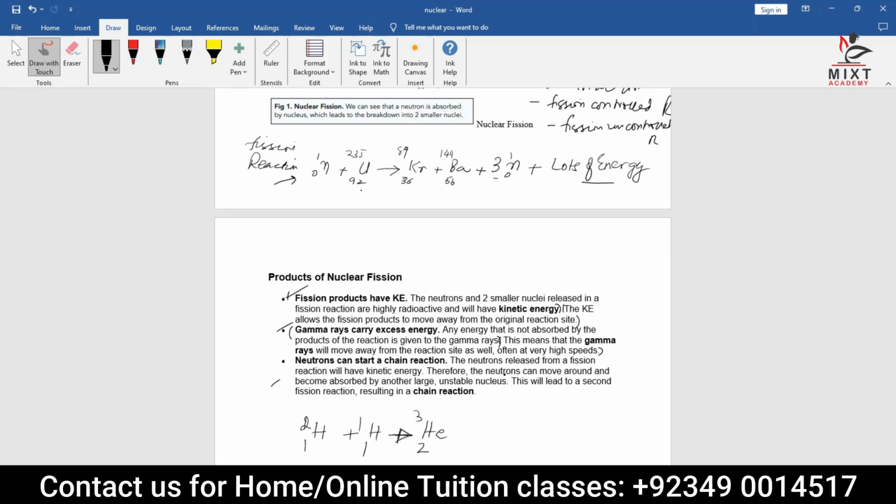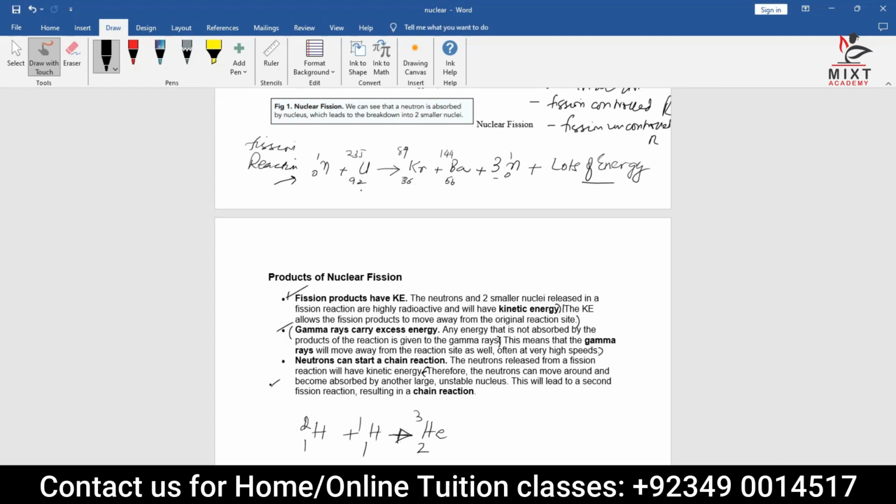The neutrons released from the fission reaction will have kinetic energy. Therefore, the neutrons can move. There is no need to write this. Okay, the neutrons released, therefore the neutrons can move around. No, you can write that. Neutrons can move around and become absorbed by another large unstable nucleus. This will lead to a second fission reaction, resulting in a chain reaction.